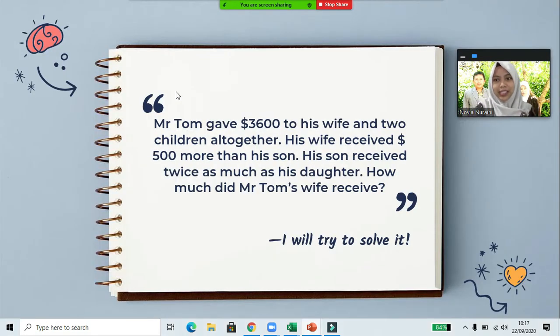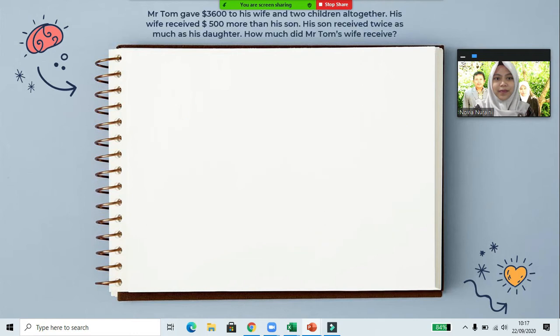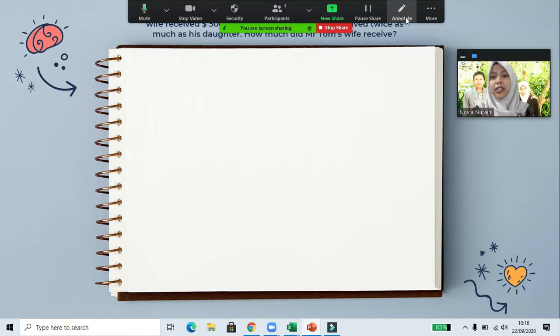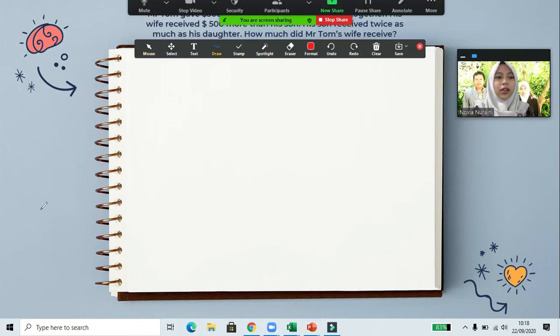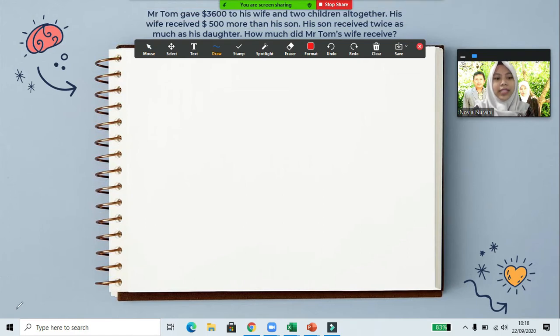Okay, so the question is: Mr. Tom gave $3,600 to his wife and two children altogether. His wife received $500 more than his son. His son received twice as much as his daughter. How much did Mr. Tom's wife receive? I will try to solve it. You can use annotation, or you can use the pencils here.